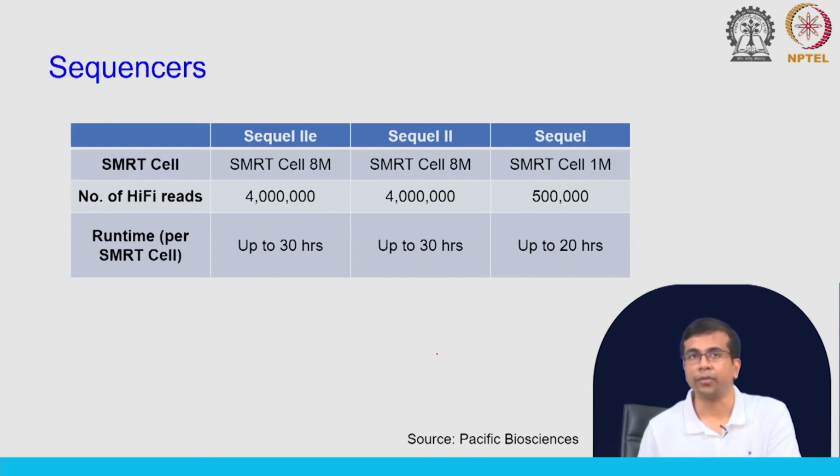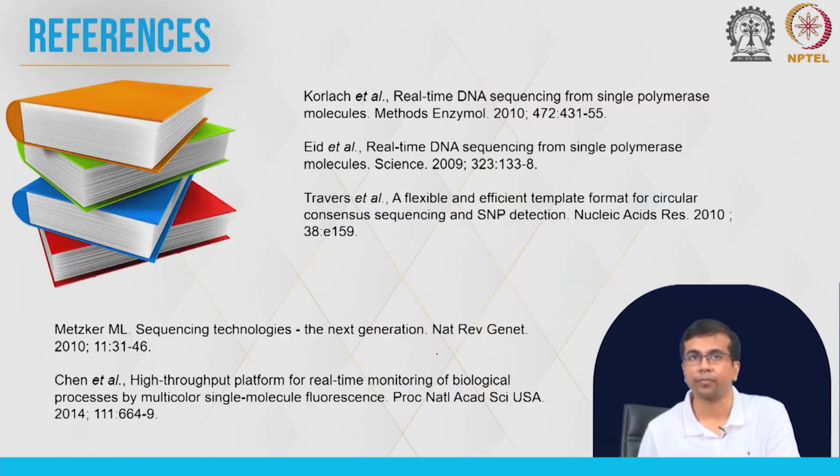Okay. Just to give you some idea, this is the number of hi-fi reads that you can get for a SMRT cell, specifically from Pacific Biosciences. You have the Sequel 2E and Sequel 2 systems, which are the names of the sequencers, and the SMRT cell that you can use. These are the recent, modern ones, and you can get up to 4 million reads from them. Here are the references that you have used for this class.